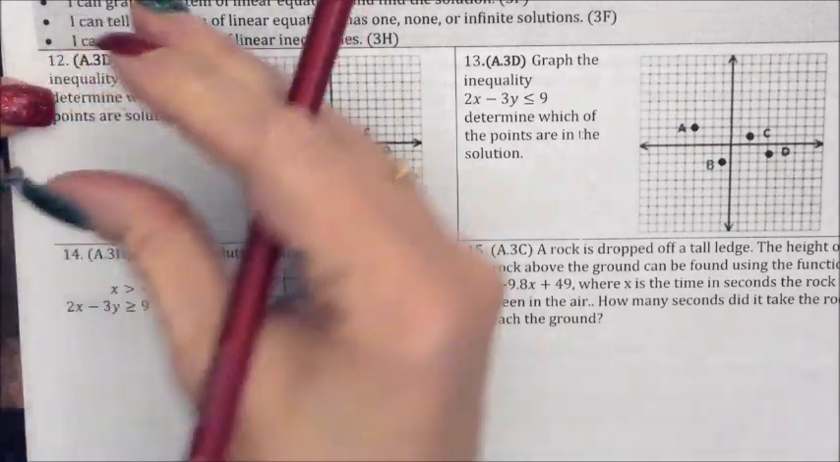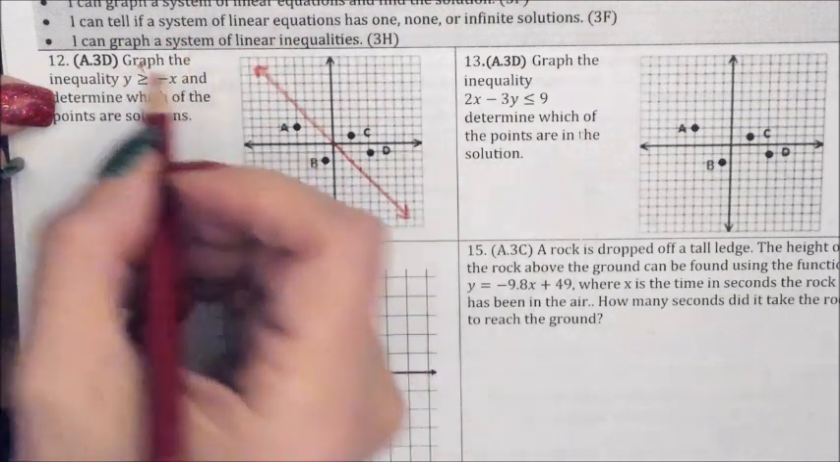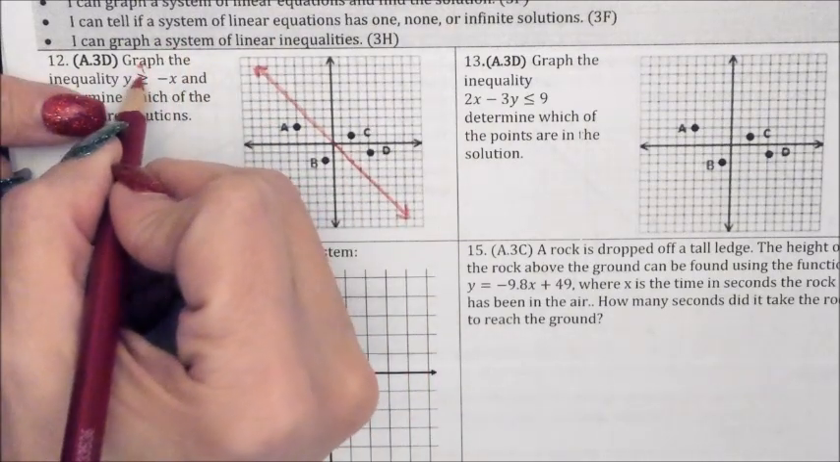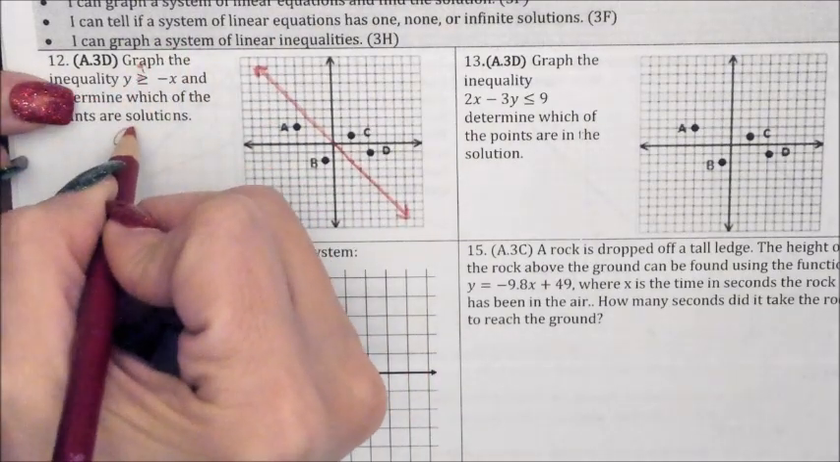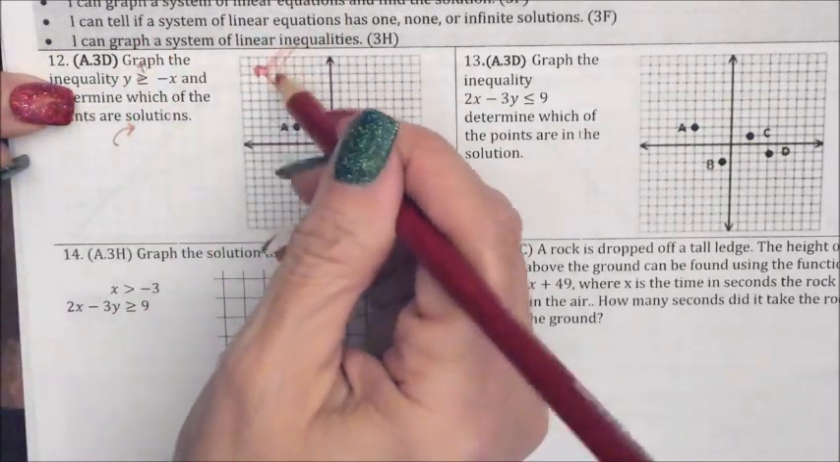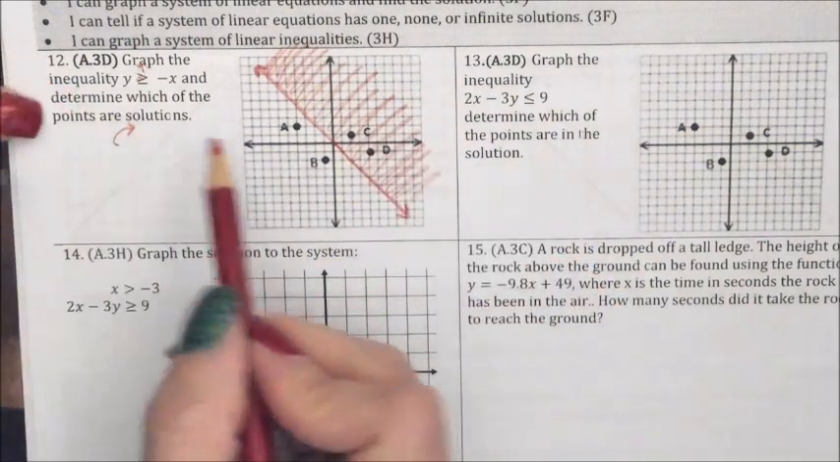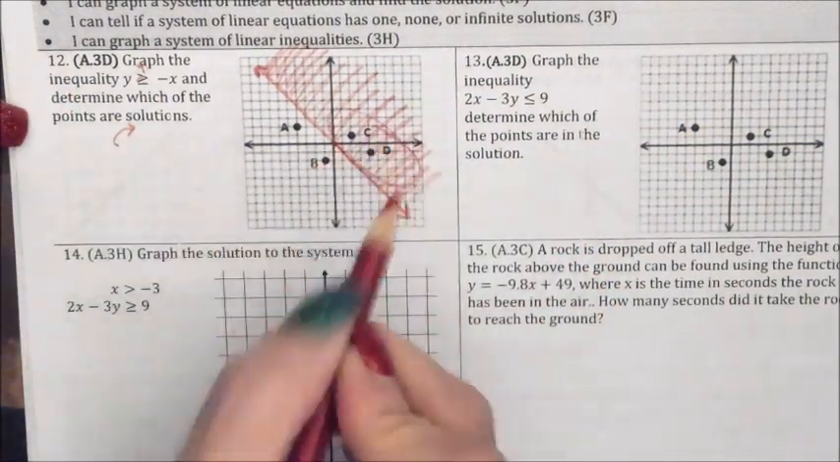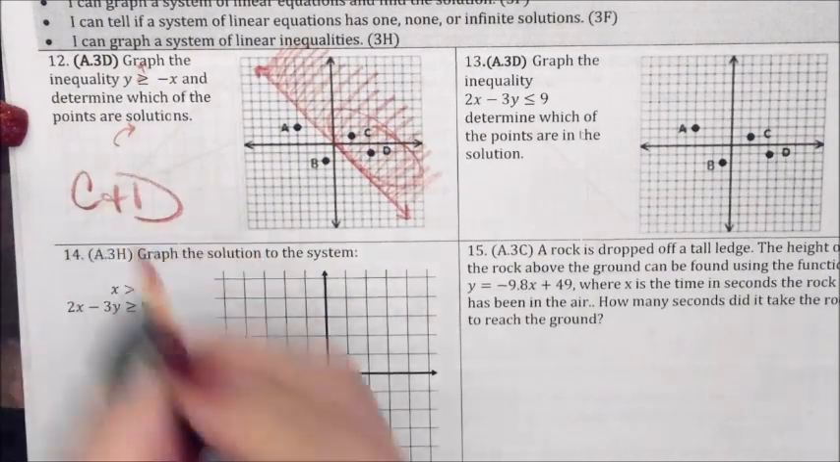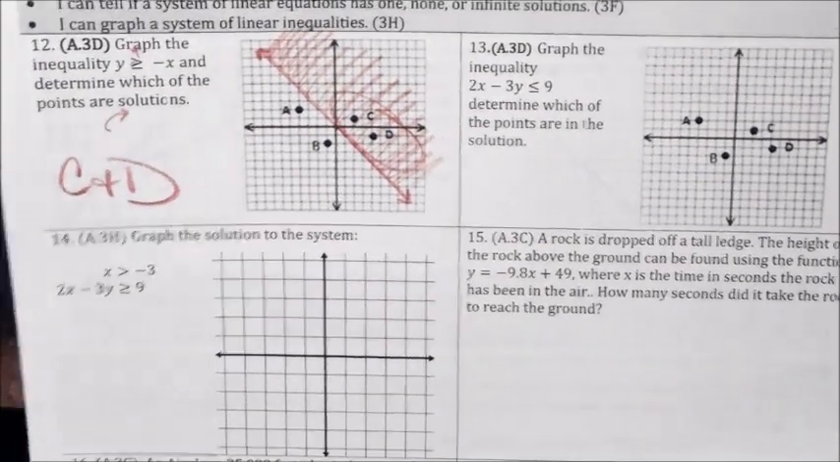It's greater than. Take the inequality, turn it clockwise. The opening would go up. So if this were hot lava, when I turn it clockwise, the lava would spray up, so that means I'm going to shade up. All right, so which of the points are in the solution? C and D.